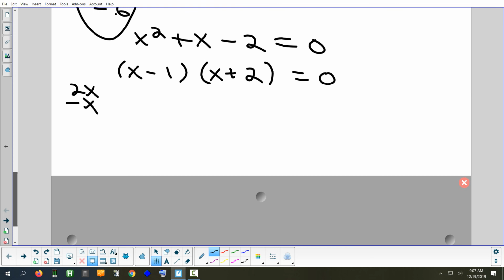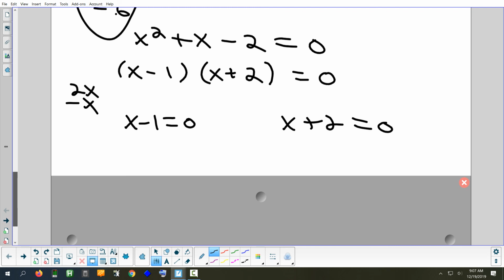What's the only way you can multiply two things together and have the answer come out to 0? It's multiplied by 0. Right, you have to multiply by 0. Either something times 0, 0 times something, or 0 times 0. So either this has to be 0, or the second one has to come out to 0.